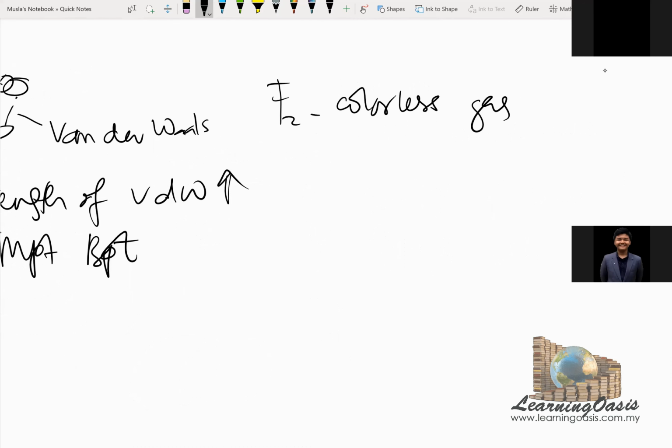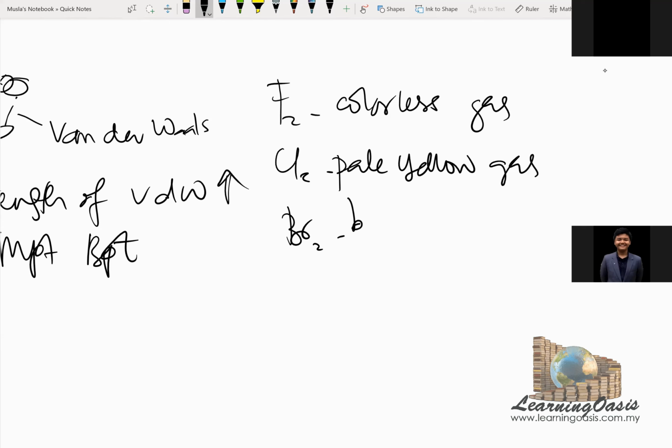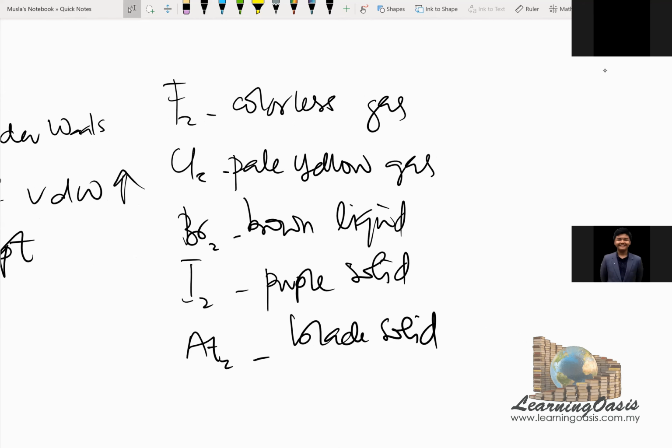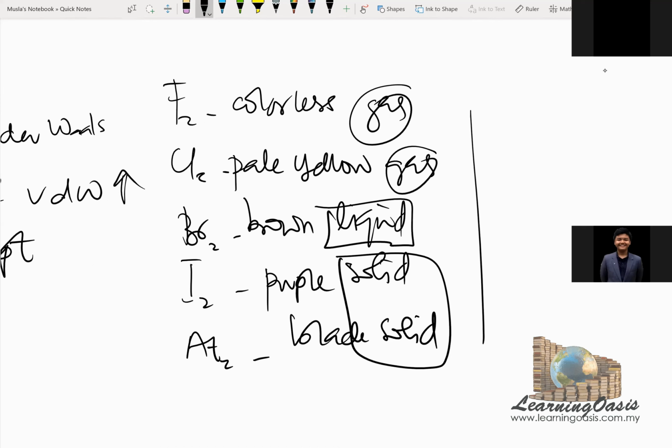Colorless gas. What is chlorine, Atika? Pale yellow gas. Good. What is bromine, Atika? Brown liquid. And what is iodine? Purple solid. And astatine? Black solid. So here you notice that it changes from gas to liquid to solid, right? So therefore you know that melting point and boiling point increase.